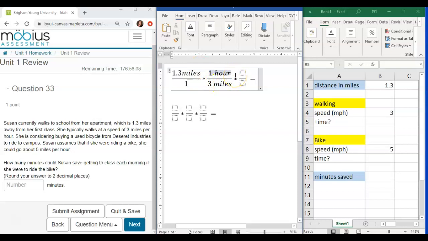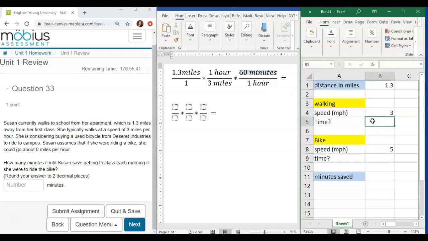Now I am looking at speed per minute. So the next thing I need to do is convert hours to minutes. And because I want them to cancel, I'm going to put hours on the bottom. And I know that there are 60 minutes in 1 hour. And that's great because I need to find the time per minute. So to simplify all of this, I just need to multiply all of the numerators, divide by all of the denominators, and I'll get my answer.